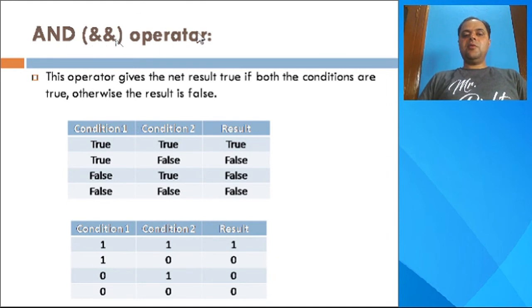AND operator. The operator gives a net result true if both the conditions are true, otherwise the result is false. For example, we have two conditions. If both are true, the result will be true. Condition 1 true, condition 2 true, result is true. Condition 1 true, condition 2 false, result will be false. Condition 1 false, condition 2 true, result again will be false. And condition 1 false, condition 2 false, result will be false. Or in binary form, 1 1 is 1, 1 0 is 0, 0 1 is 0, and 0 0 is 0. This is our AND operator.